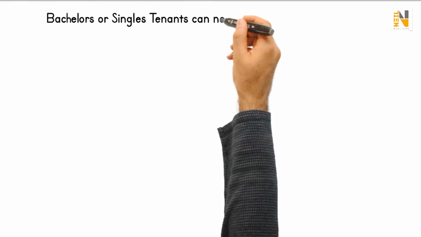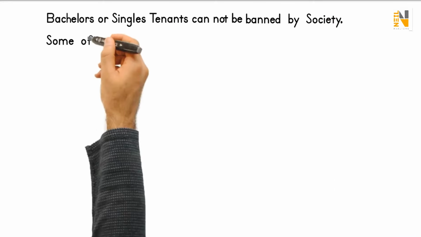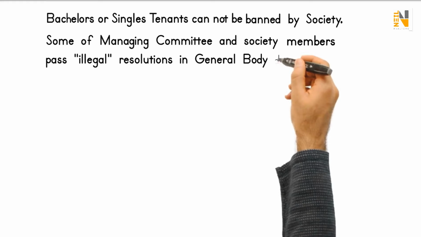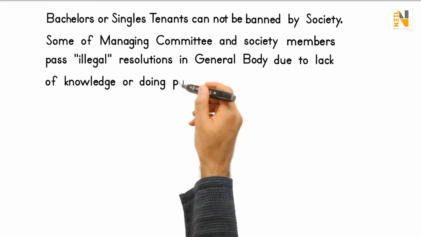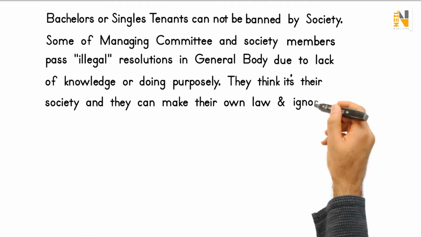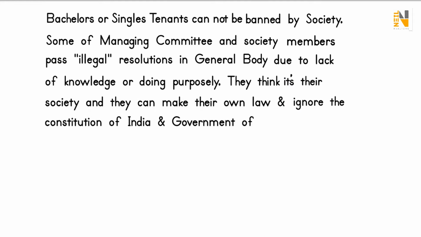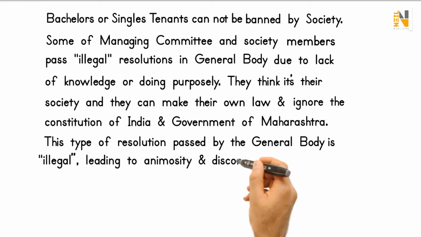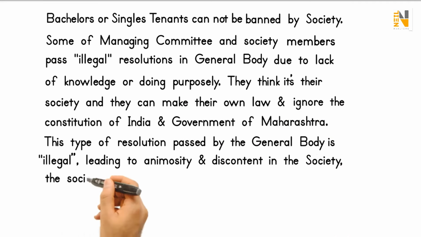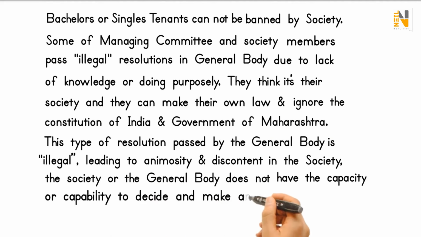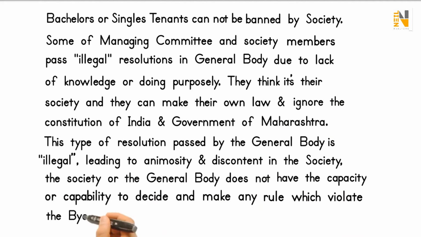Bachelor or single tenants cannot be banned by the society. Some managing committee and society members pass illegal resolutions in the general body due to lack of knowledge or doing so purposely. They think it's their society and they can make their own law and ignore the Constitution of India and the Government of Maharashtra. This type of resolution passed by the general body is illegal, leading to animosity and discontent in the society. The society or the general body does not have the capacity or capability to decide and make any rule which violates the bylaw, rule, MCS Act and IPC.